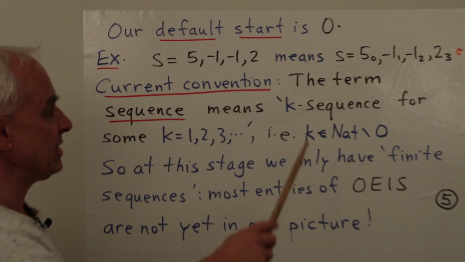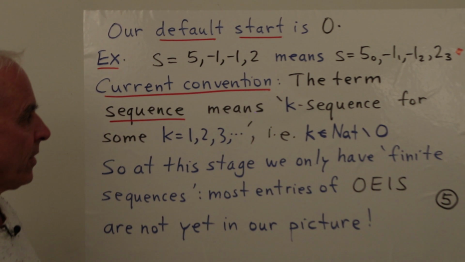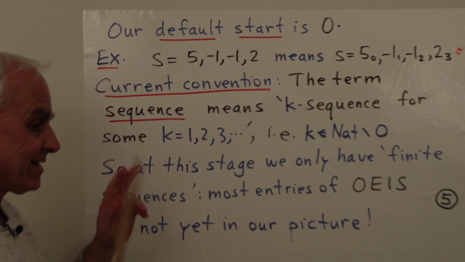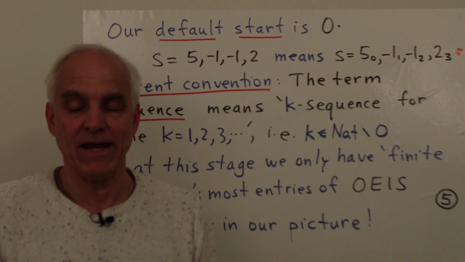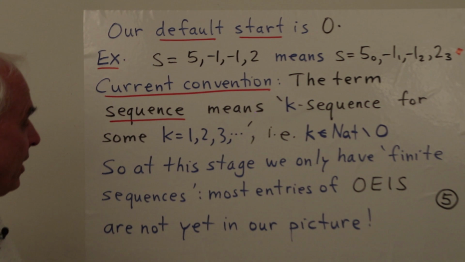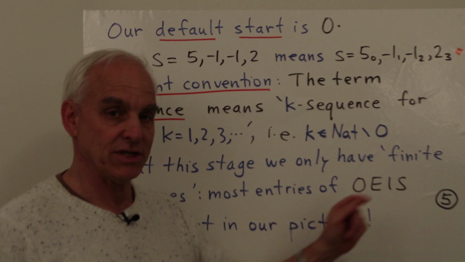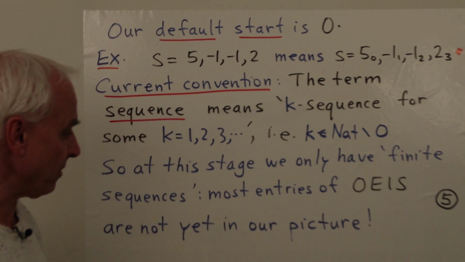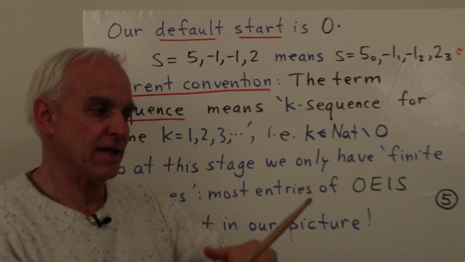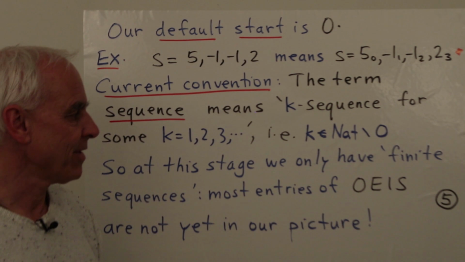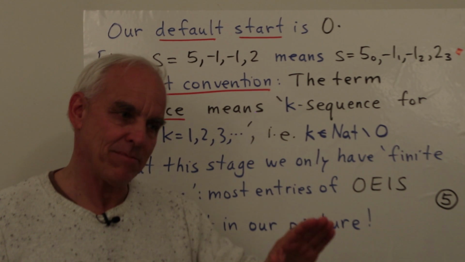Okay, so now we have some sequences at our disposal. We have defined the idea of a k sequence for some k equals 1, 2, 3. But in particular, all the sequences that we have so far introduced are all what we ordinarily call finite sequences. In particular, at least most of the entries of the Online Encyclopedia of Integer Sequences, Sloane's remarkable compendium, are not really yet in our picture because most of those sequences are things that carry on. So we do want to extend our understanding, but that might be a little bit down the road.